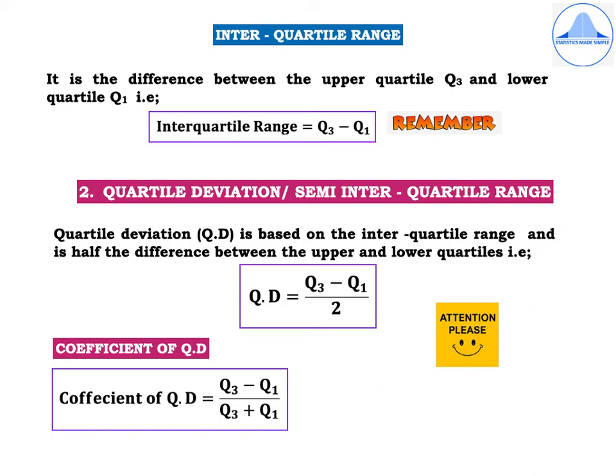Let me now define the interquartile range. It is the difference between the upper quartile Q3 and the lower quartile Q1. That is, interquartile range is equal to Q3 minus Q1. Now we move on to the second measure of dispersion, that is the quartile deviation. It's also called the semi-interquartile range. So quartile deviation, abbreviated as QD, is based on the interquartile range and is half the difference between the upper and lower quartiles. That is, QD is equal to Q3 minus Q1 divided by 2, and coefficient of quartile deviation is equal to Q3 minus Q1 divided by Q3 plus Q1.